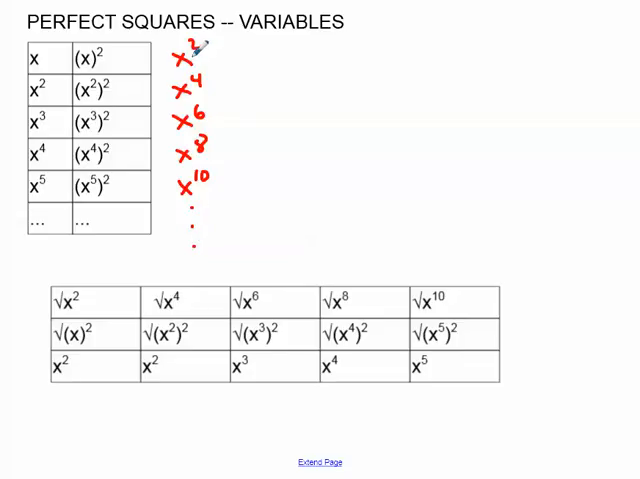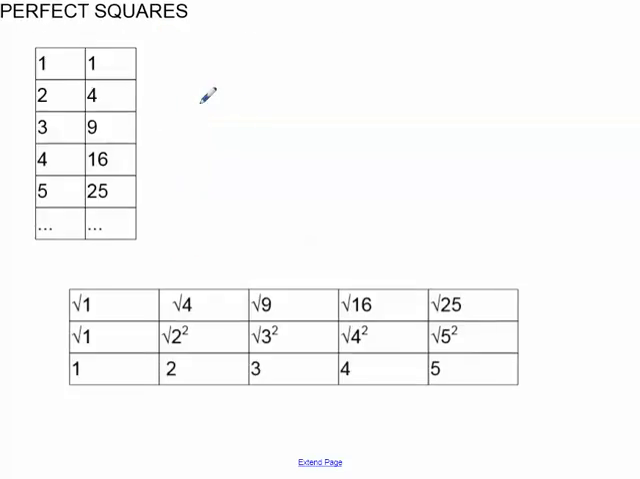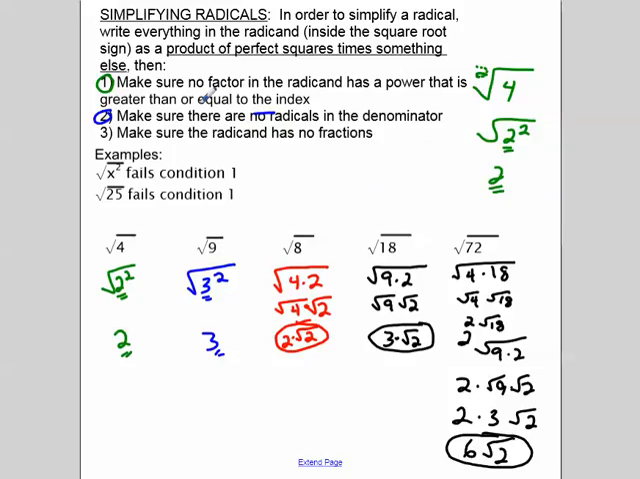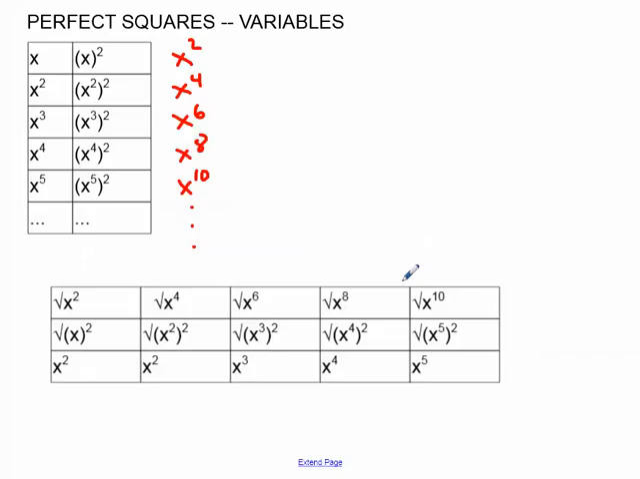We're going to try and rewrite whatever's inside the house as these perfect squares. We're going to try and rewrite it as x squared times something else, x to the 4th times something else, x to the 6th times something else. Just like we did with perfect squares in terms of numbers. Square root of 18, we rewrite as square root of 9 times 2, because 9 is a perfect square. When you separate and conquer, the square root of 9 gets to be 3 outside the house. Square root of 2 stays inside the house.